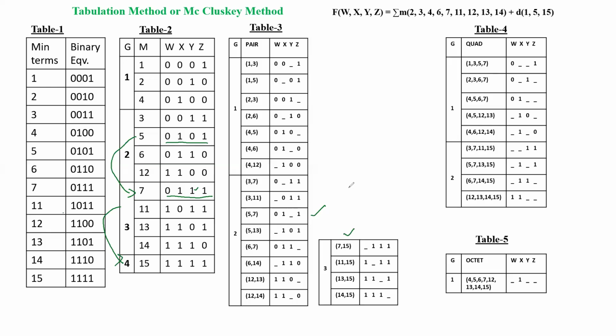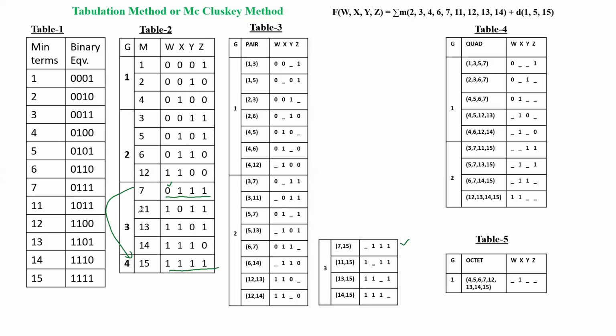The comparison of group 3 min terms and group 4 is written here. This is part of table 3 only; due to lack of space we have given it here. Now if you see, the first min term of group 3 is 7. So 7 is compared with 15. When we compare 7 with 15, which bit is changing? The first bit, that is W, is changing. So that's why we are putting underscore 1, 1.